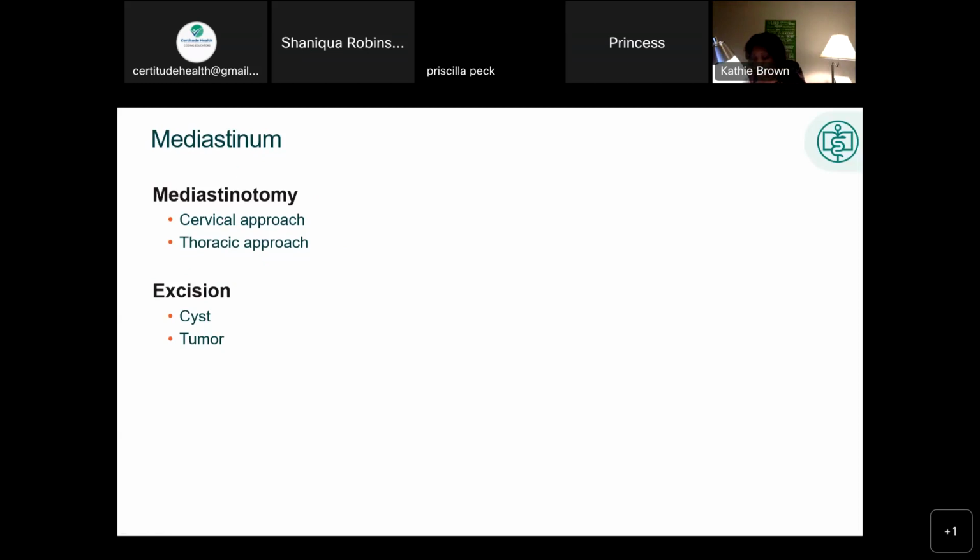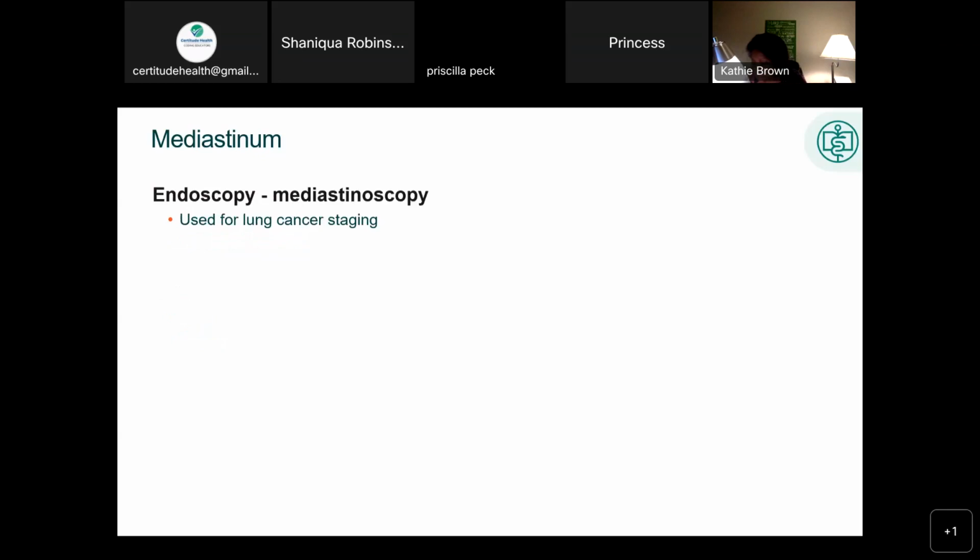And then procedures that would be in that section would either be excisions, so if they're taking out a cyst or a tumor, because they are looking for lung cancer. So they may also do an endoscopy using that scope once again, to perform a mediastinoscopy, again to identify lung cancer. But in this case, they want to stage the cancer.